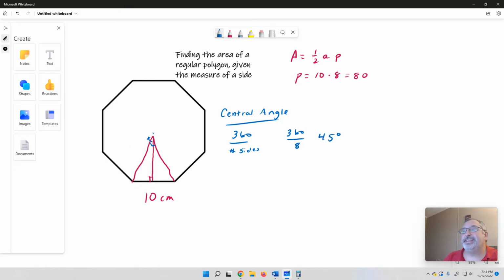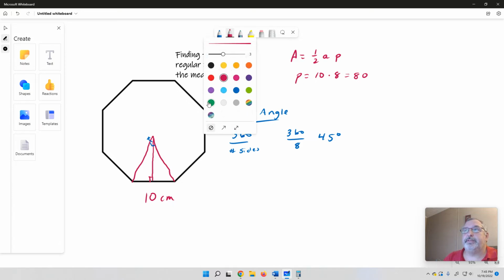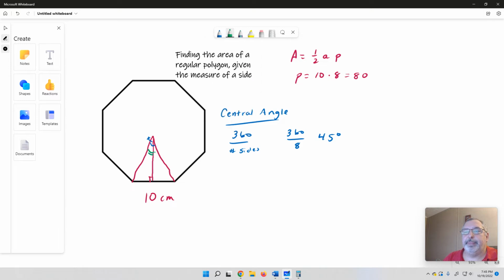45 degrees is just the first step. It's not the value I need. I need to know this smaller angle right here. Since this is a bisector of this triangle, I'm just going to divide that by 2. And so my angle that I'm looking at is 22.5 degrees.